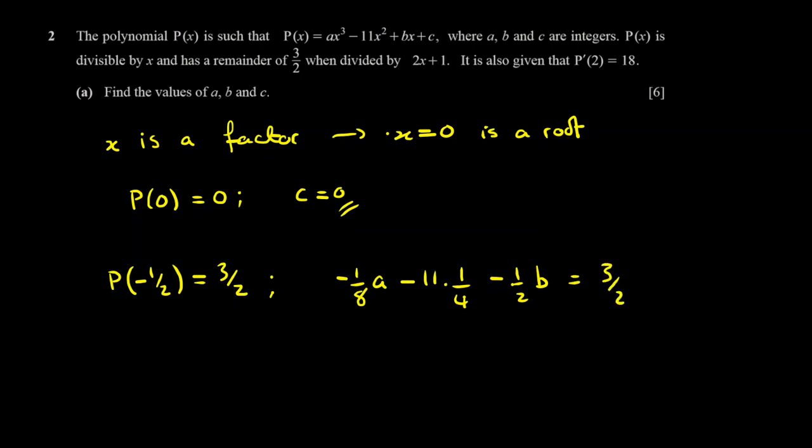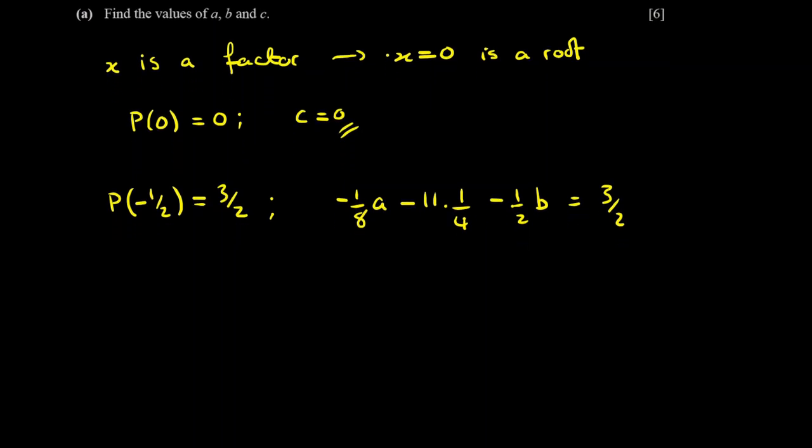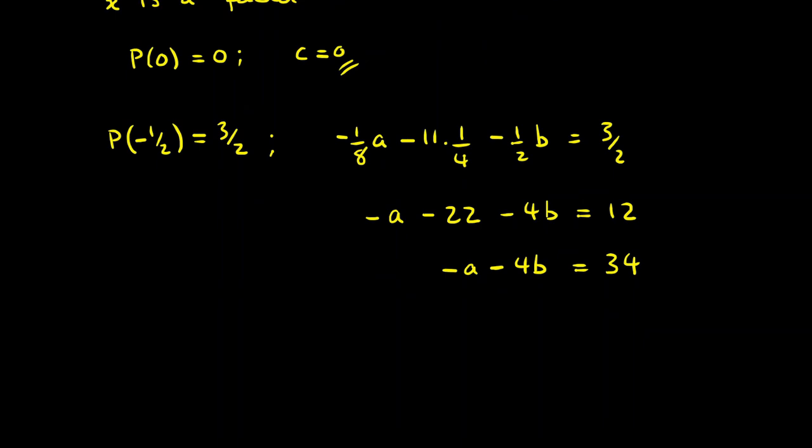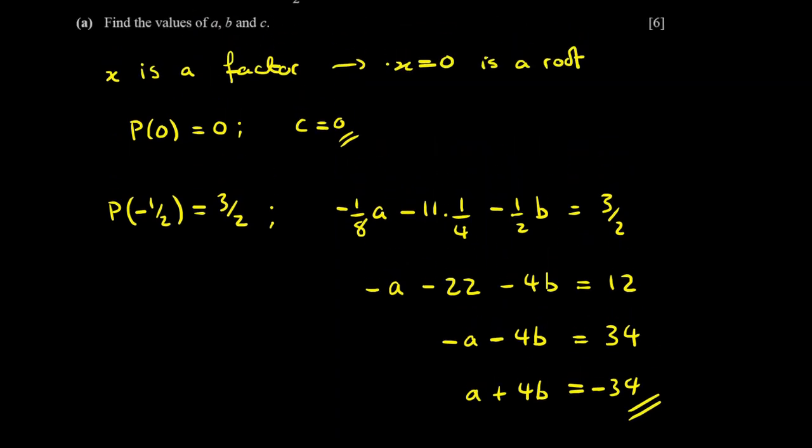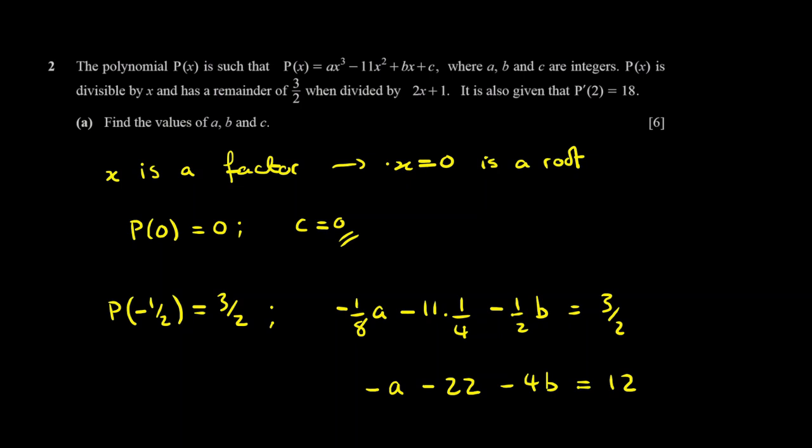Okay, guys, well, we've got fractions here, don't like fractions, and the best way to get rid of them is to multiply everything through by 8. So if I multiply through by 8, I'm going to get minus a minus 22 minus 4b is equal to 12. And so if I rearrange that, I get minus a minus 4b is equal to 34, okay? And it's probably easier to write that as a plus 4b is equal to minus 34, right? So that's one equation.